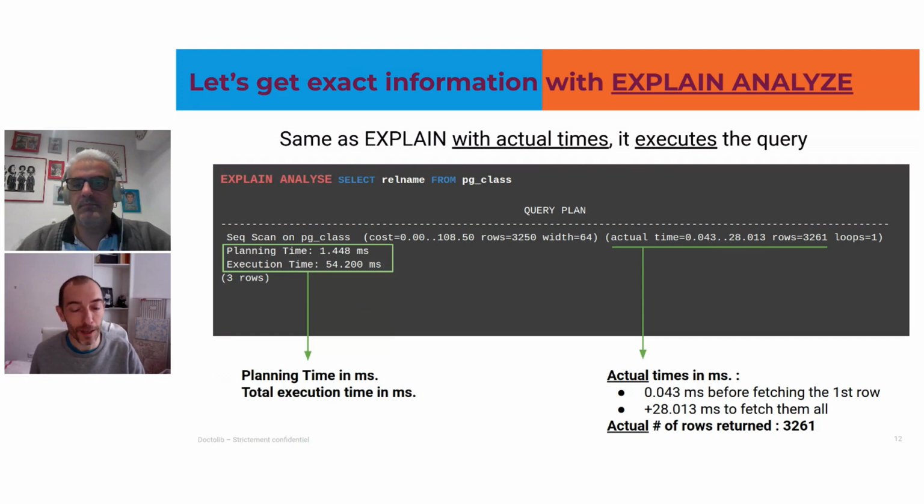That is the time required to start fetching the first row, and we need 28 milliseconds to fetch all the 3,261 rows. On the left, you can see the sum up, with the planning time required by Postgres to determine the best way to return those rows, and the actual total execution time.